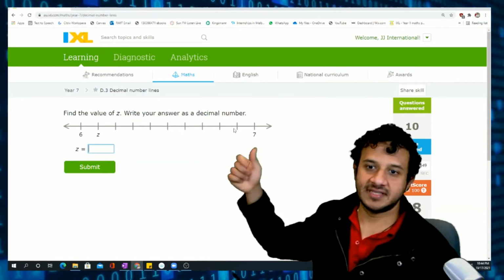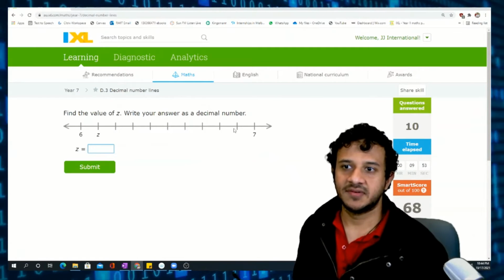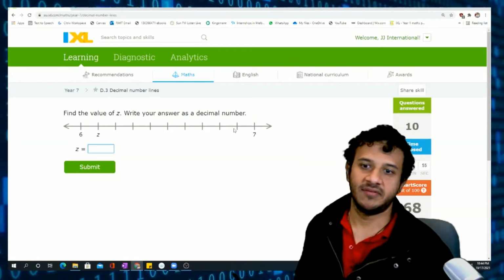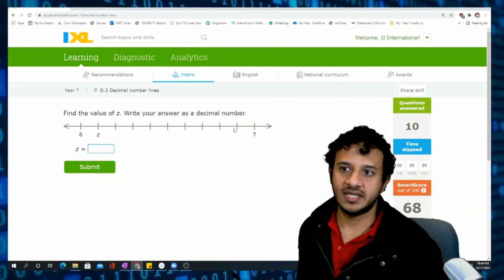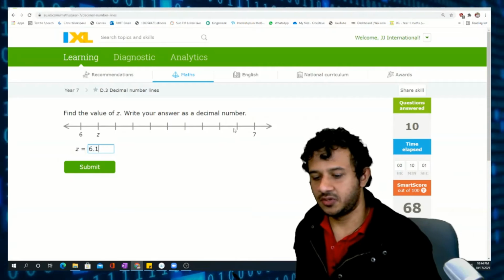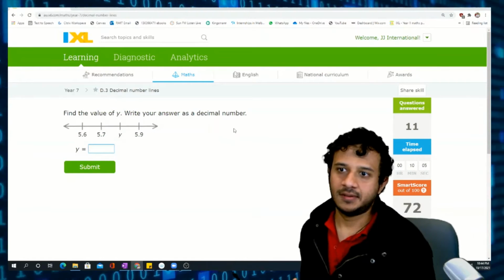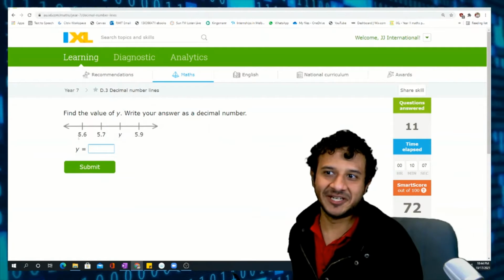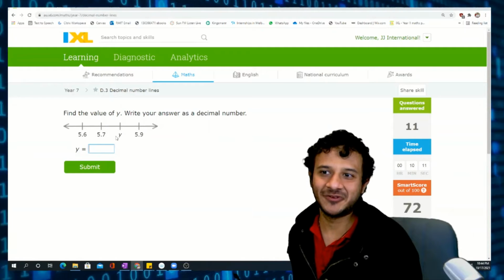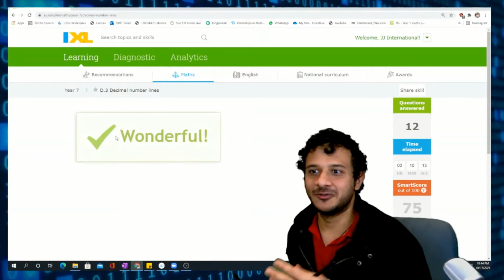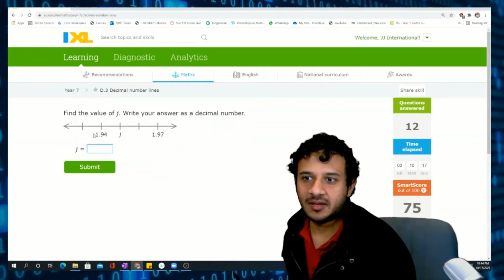Again, the difference is 1 and there are 10 gaps. 7 take away 6 is 1. 1 divided by 10 is 0.1. So 6 plus 0.1 is 6.1. This is easy. You can straight away see it. 5.6, 5.7, 5.8, 5.9. So 5.8. Yeah, so the more we go, it became easier.